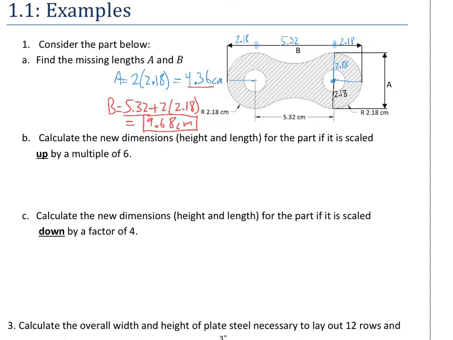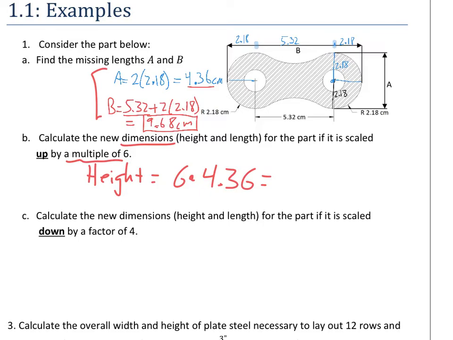So if we scale this up now, okay, so sometimes we want to take this part and we want to make it larger. And this is just a small version of it, and we want to make it larger. That's called scaling up. So if we're going to scale it up by a multiple of 6, we'll just multiply each of these dimensions by 6, okay? It says the new height and length? Well, these are the heights and the lengths here, okay? So the height is going to be 6 times that height that we got, 4.36.